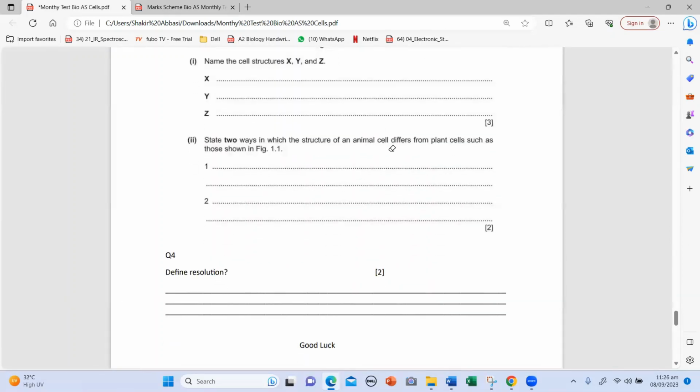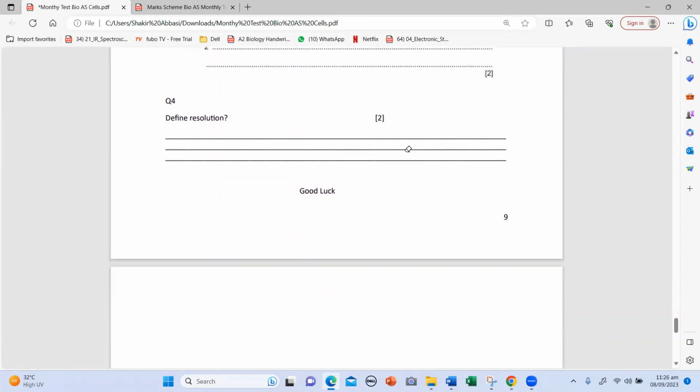State 2 ways in which the structure of an animal cell differs from a plant cell. Almost everyone did this right: animals have centrioles, animals have no vacuole, plants have chloroplasts and a cell wall. And define resolution. Resolution is the ability to differentiate between two closely located objects, your ability to see very small objects. Dear students, this is ability.